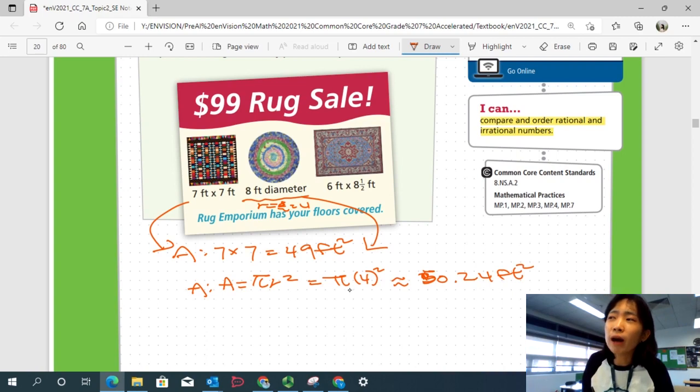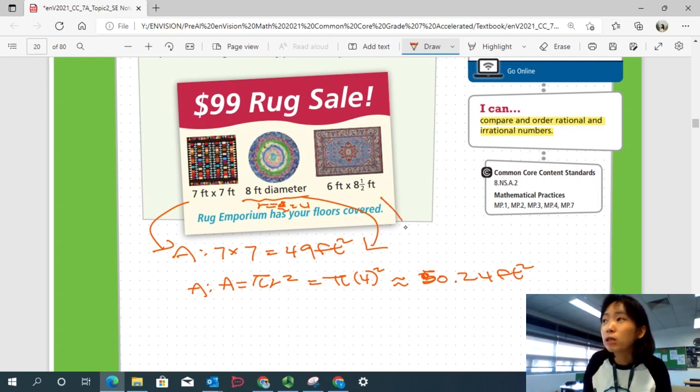Do you guys know that pi equals about 3.14? If not, you can also find pi in a lot of calculators. You probably have to press shift something or second something. So pi is going to be there in the calculator if you have a scientific calculator. So you can also search for pi and calculate it with your calculator and round your decimal.